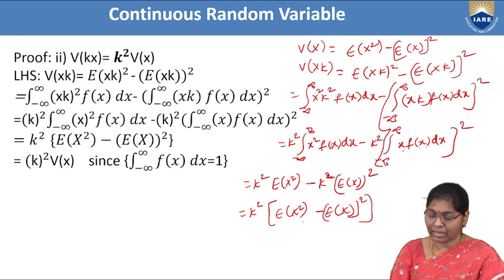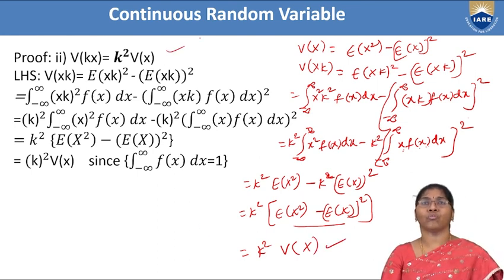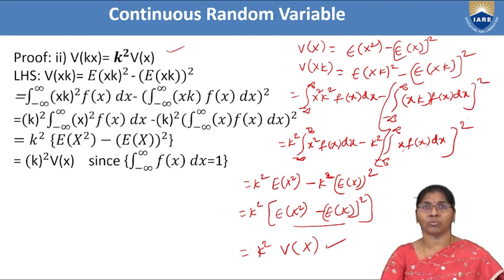Then this is nothing but V of x, then k square into V of x. That is the final condition. This is also the variance theorem for a continuous random variable distribution problem. This is also satisfied.